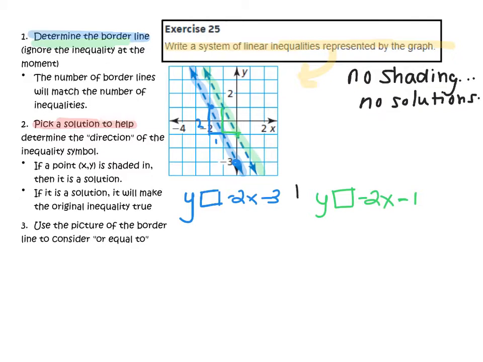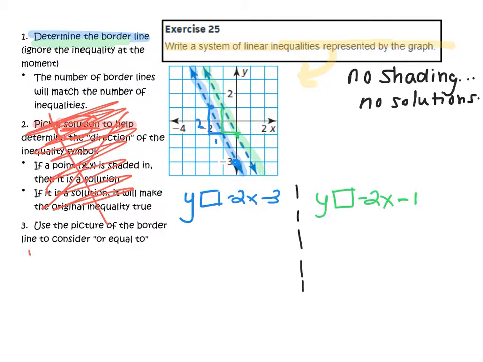So just like before, I'm able to start my inequalities. I just have to figure out the inequality symbol. Now, when I'm trying to figure out the inequality symbol on this one, our original method required us to pick solutions, and we don't have any solutions. So we won't be able to do that.